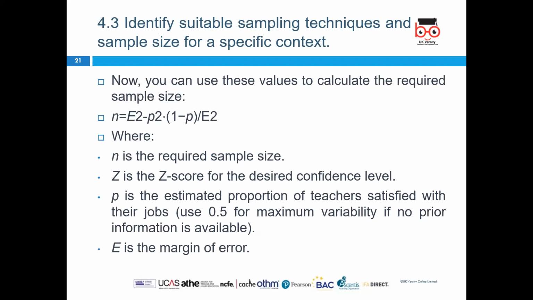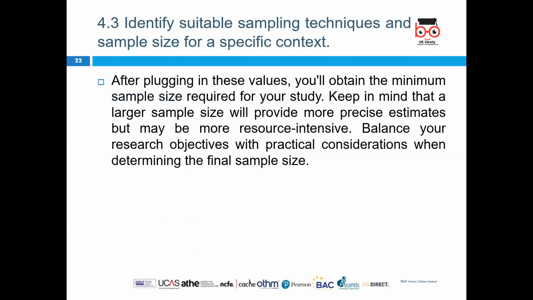So next, you can use this value to calculate the required sample size, which is n = Z² × P(1 − P) / E², where n is the required sample size, Z is the Z score for the desired confidence level, P is the estimated proportion of teachers satisfied with their jobs, and E is the margin of error, sorry. So after plugging in these values, you will obtain the minimum sample size required for your study.